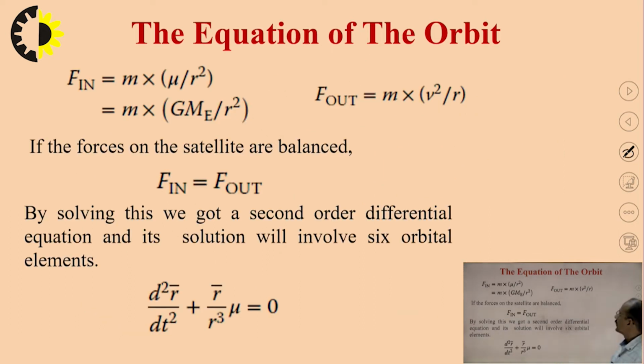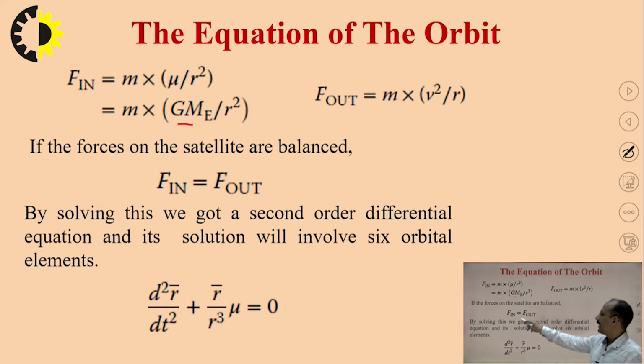So F in is equal to m into mu upon r square, where mu is a new constant which comes from G into Me, because both of these constants have fixed values. The Earth's mass is always fixed and G is the gravitational constant. So combined it is coming as mu. So F in is equal to m mu upon r square. Similarly, F out is equal to mv square upon r.